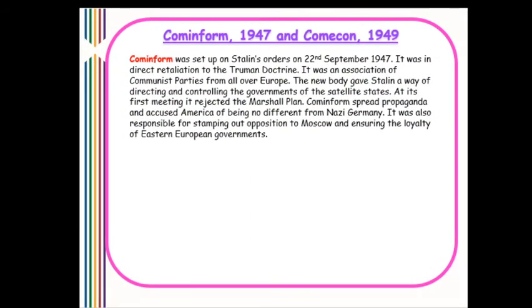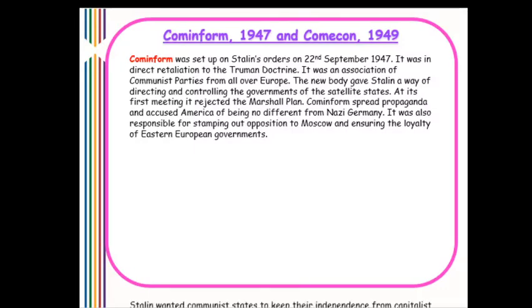So let's start with Cominform. This was set up on Stalin's orders on the 22nd of September 1947. It was in direct retaliation to the Truman Doctrine. It was an association of communist parties from all over Europe, and the new body gave Stalin a way of directing and controlling the government of the satellite states. At its first meeting, it rejected the Marshall Plan, and Cominform spread propaganda and accused America of being no different from Nazi Germany. It was also responsible for stamping out opposition to Moscow and ensuring the loyalty of these Eastern European governments.